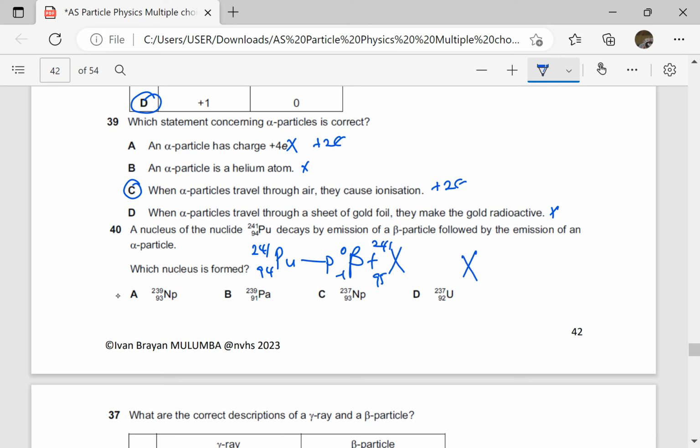Then X also decays to form Y. So this is 241, 95, followed by emission of an alpha particle. So this is plus alpha, which is 4, 2. So this becomes 241 minus 4, which is 237, and 95 minus 2, which is going to be 93. So this gives us Np-237-93.